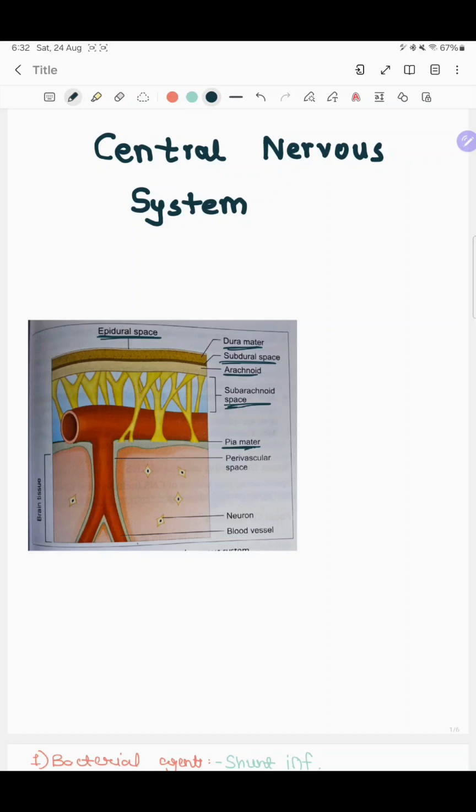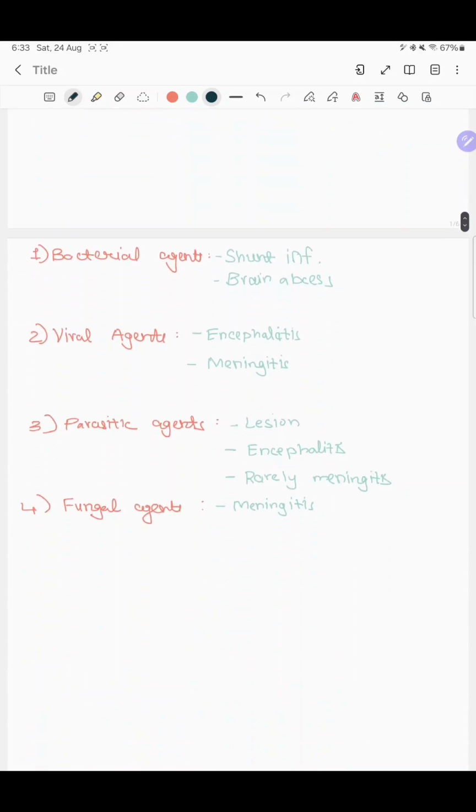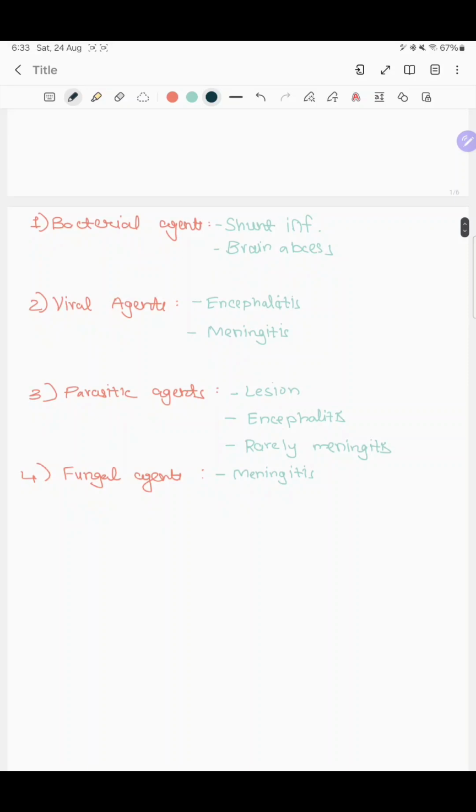Okay, so if there is an infection, there have to be different agents which cause it. There are mainly 4 agents: bacterial agents, viral agents, parasitic agents, and fungal agents. Bacterial agents mainly cause shunt infections or brain abscess. Viral agents cause encephalitis and meningitis. Parasitic agents cause lesions, encephalitis, and rarely it can cause meningitis. Fungal agents only cause meningitis.